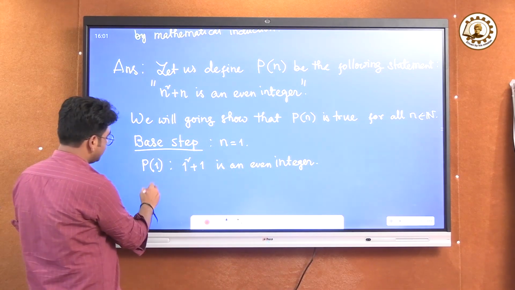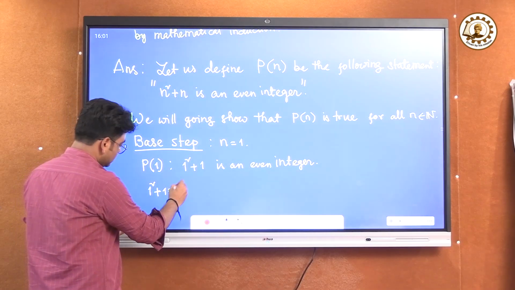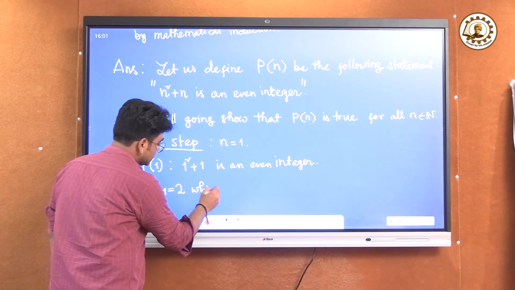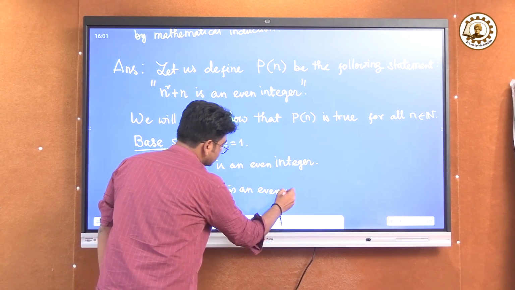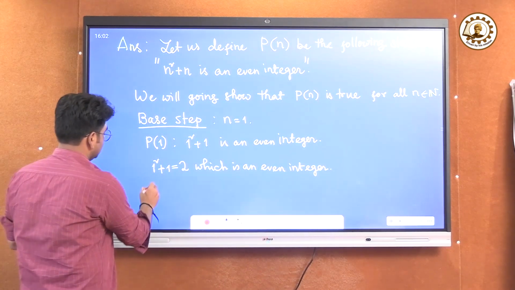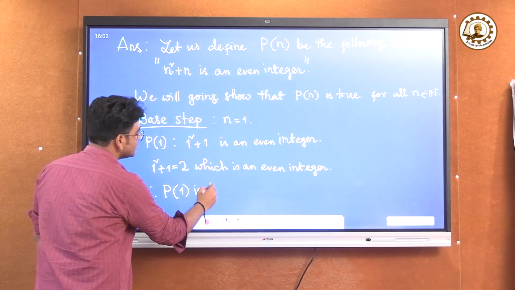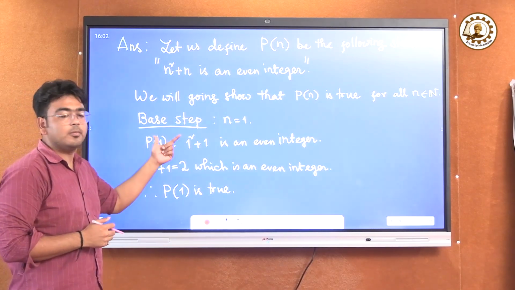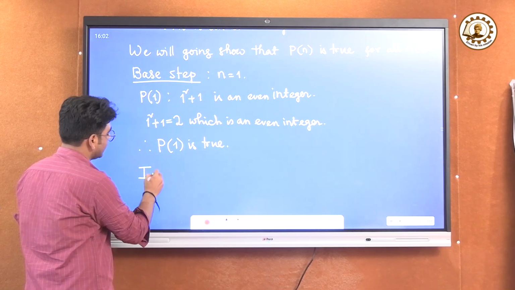Now what is 1 square plus 1? 1 square plus 1 is 2, which is indeed an even integer. So that means hence P(1) is true. Very simple. So this is the base step. Now comes the inductive step.